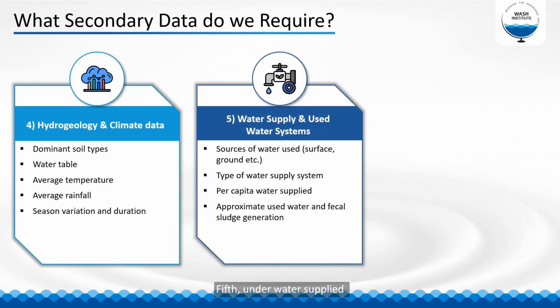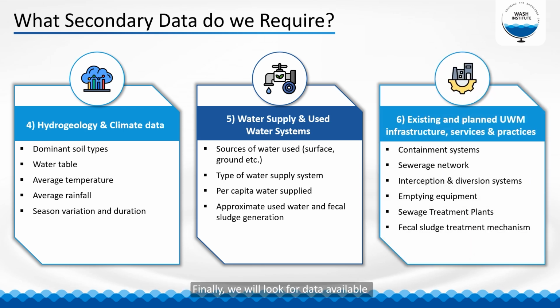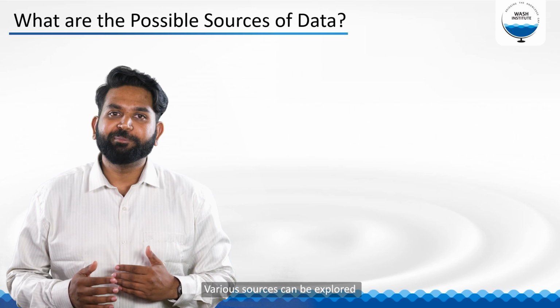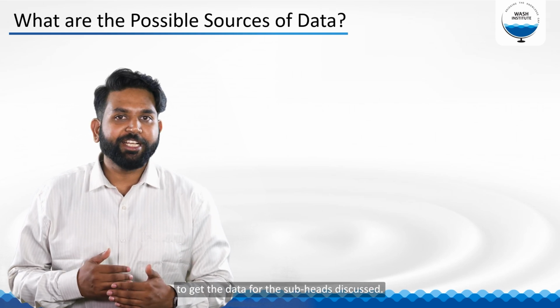Fifth, under water supplied and used water generation, we will look at the sources of water and the types of water supply systems. This will help in estimating the used water generation. Finally, we will look for data available on infrastructure, services and practices being followed across the sanitation chain to identify the gaps in used water management infrastructure. A checklist to help you gather all the secondary data can be downloaded from the link provided in the description of the video.